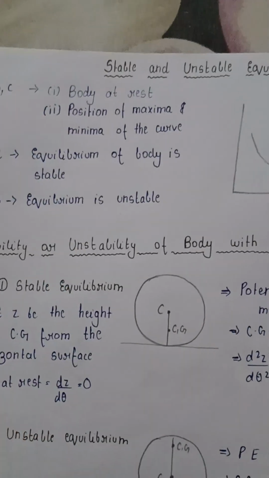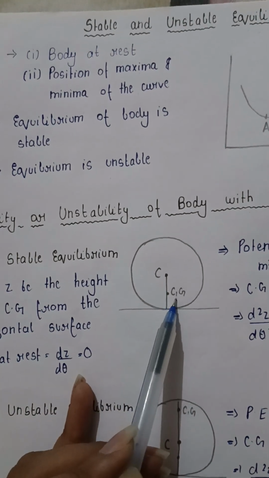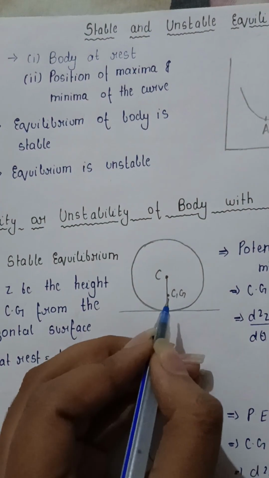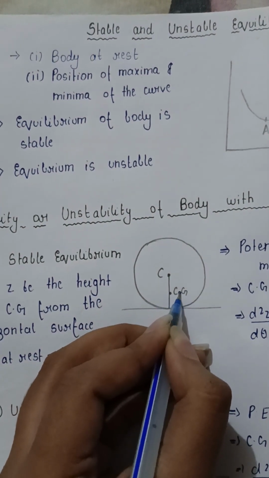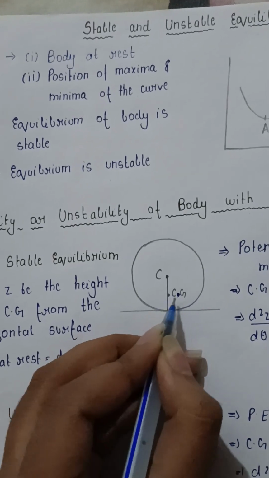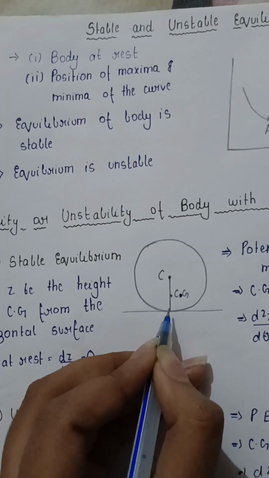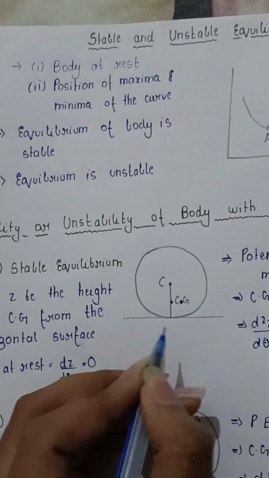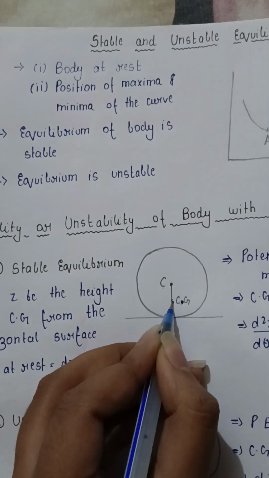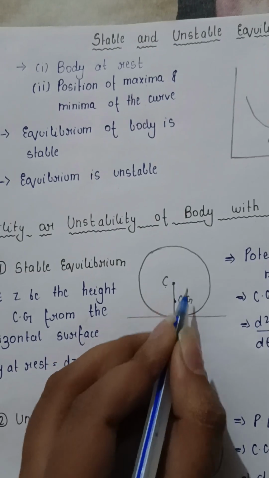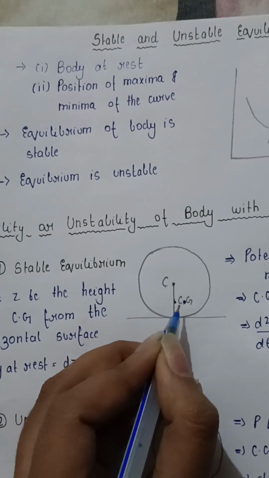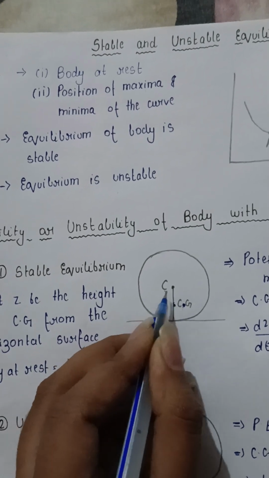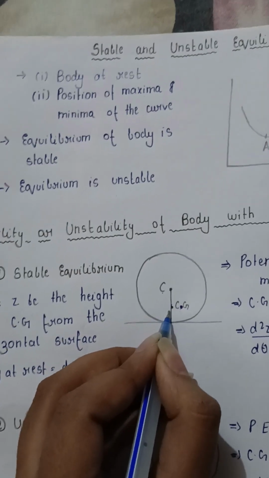So in stable equilibrium we see that we have represented C as the center of gravity of the sphere and G as the geometrical center of the sphere. We can see that the center of gravity lies on the vertical axis through the point of contact, and it is below the geometrical center of the sphere. So, if the sphere is slightly displaced, it will try to come back to the position of rest.